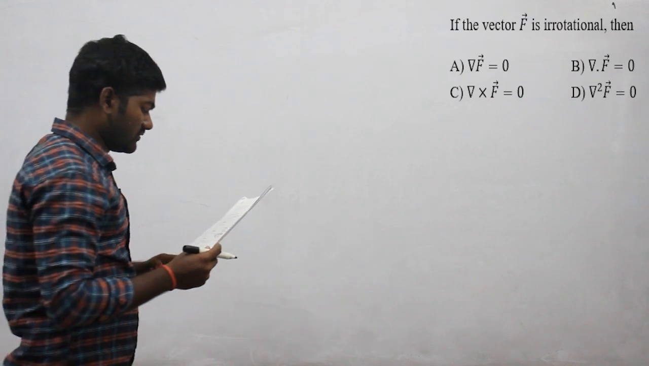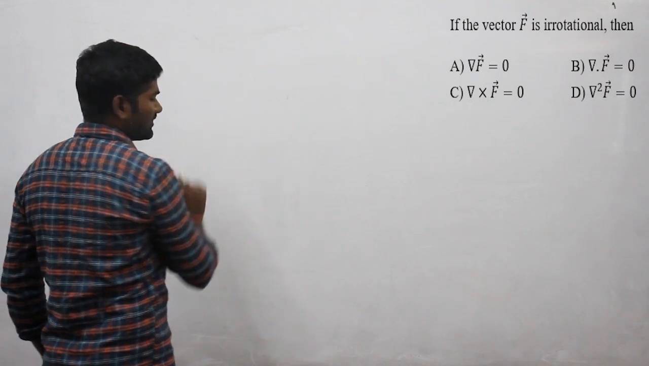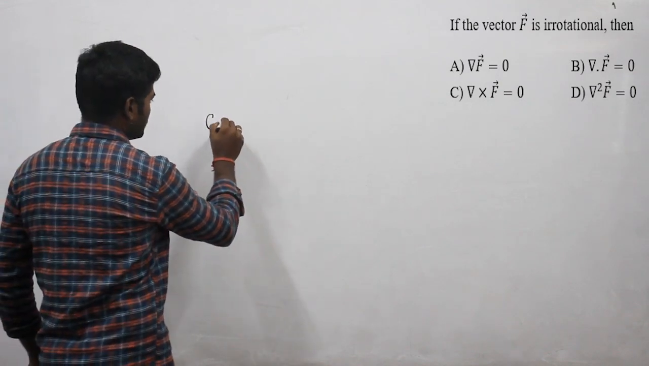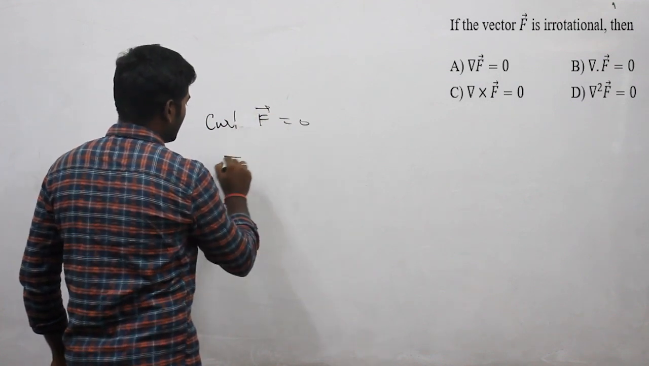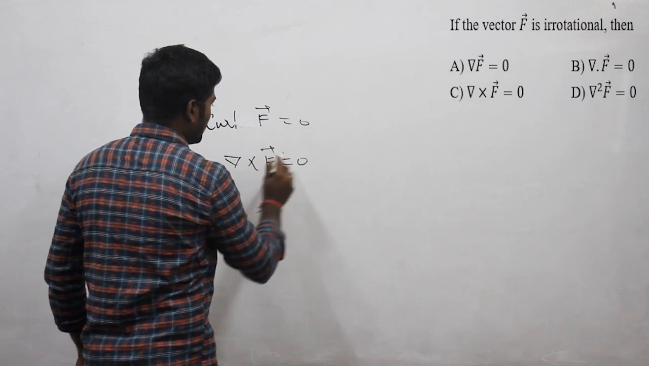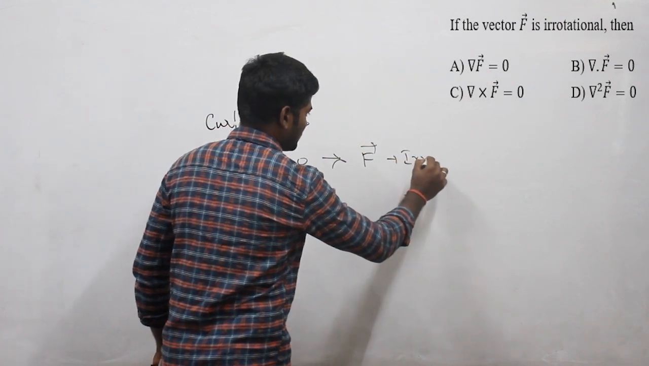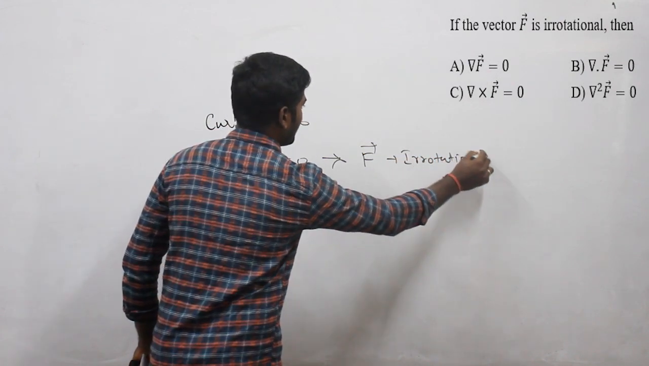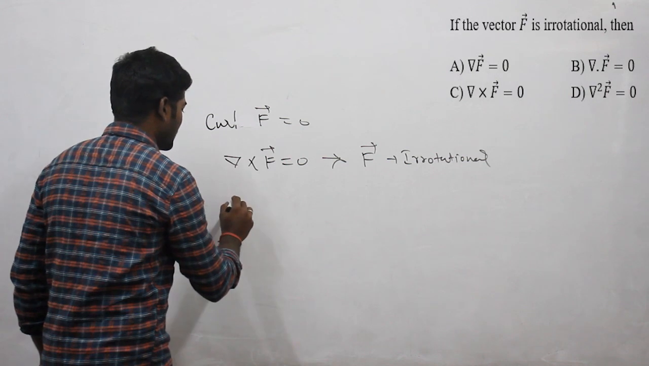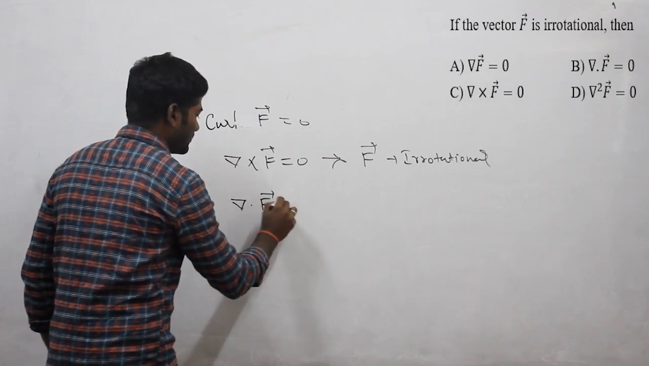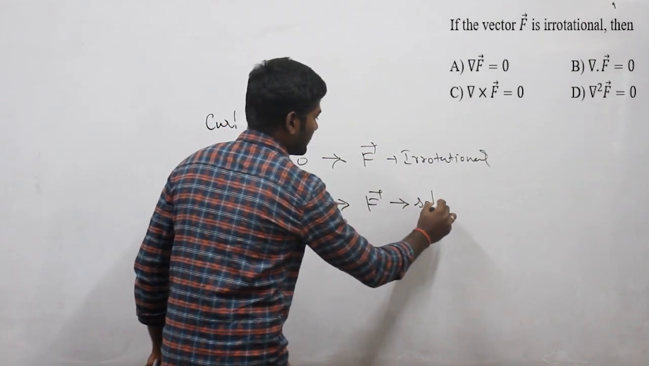Solution of 8th question, if the vector f vector is irrotational then 4 options they have given. So if the vector is irrotational vector, that vector should have curl of f vector equal to 0. If curl of vector equal to 0, then f vector is called an irrotational vector, right? Similarly divergence of f vector equal to 0 means that f vector is known as solenoidal vector.